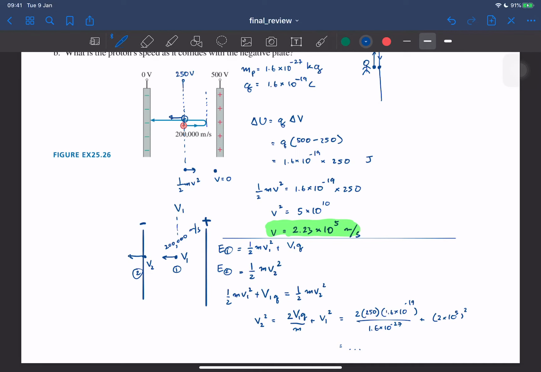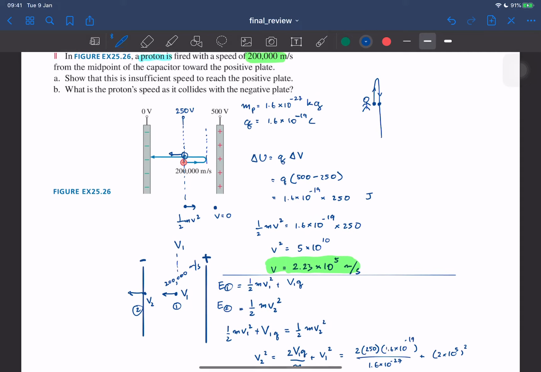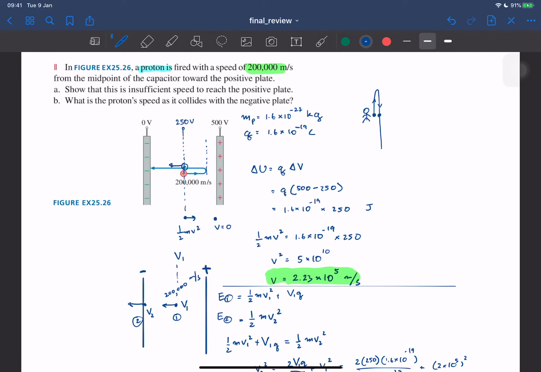Before we move to the next question, you can ask yourself, what happens if I replace the proton by an electron, right? Things are going to be different. If you put an electron here in the middle, the charge is negative, so the potential energy will be negative because you need to multiply by the negative charge, right? So the electron will have no problem reaching this side because it's attracted to that side anyway. So that's going to be a different case.